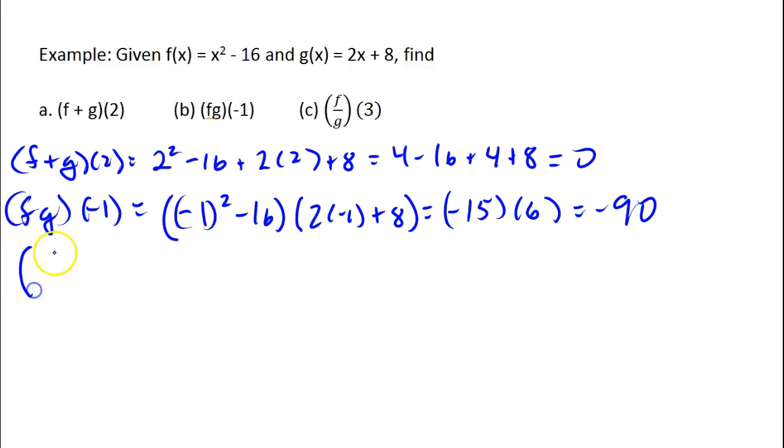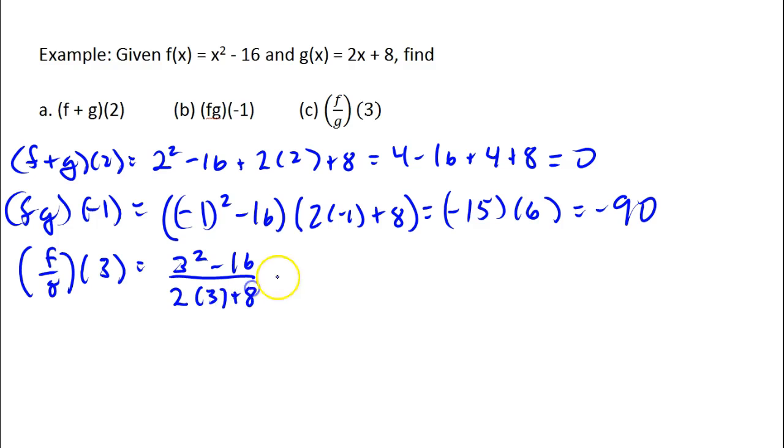And finally, f divided by g of 3 is going to be 3 squared minus 16 over 2 times 3 plus 8. That's going to give me 9 minus 16 over 6 plus 8, which is negative 7 over 14, which is negative 1/2.